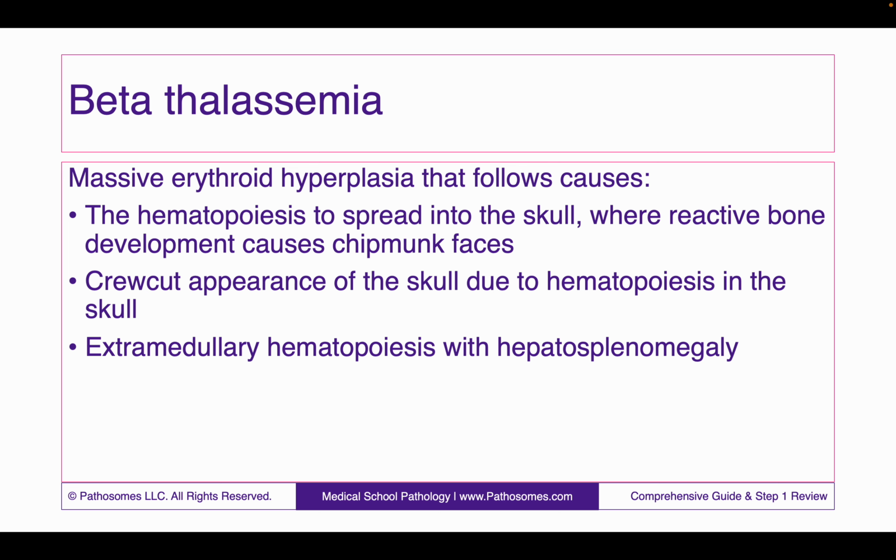Massive erythroid hyperplasia that follows causes the hematopoiesis to spread into the skull, and you'll get this classic sort of mohawk appearance on imaging, where reactive bone development causes chipmunk faces. There's a crew-cut appearance of the skull due to hematopoiesis in the skull itself, and extramedullary hematopoiesis with hepatosplenomegaly, right? The liver and spleen are getting bigger because hematopoiesis is taking place in those organs.